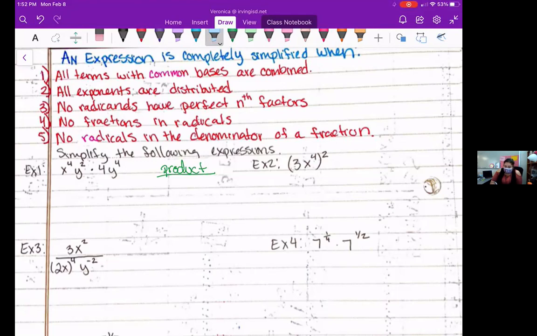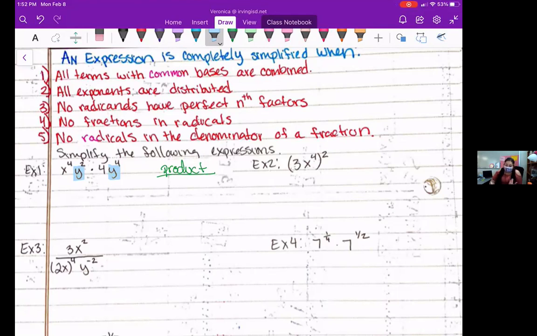Okay, so someone said x. Do you see another x anywhere there? No. So can I apply product rule to that? No. What about y? Do I see another base of y? Yes. I don't care if they're separated, you guys. It doesn't matter because you're multiplying, right? Remember, one of the special properties of multiplication is that it doesn't matter what order you multiply, it's the same thing. So you can multiply these two things, right? They don't have to be right next to each other.